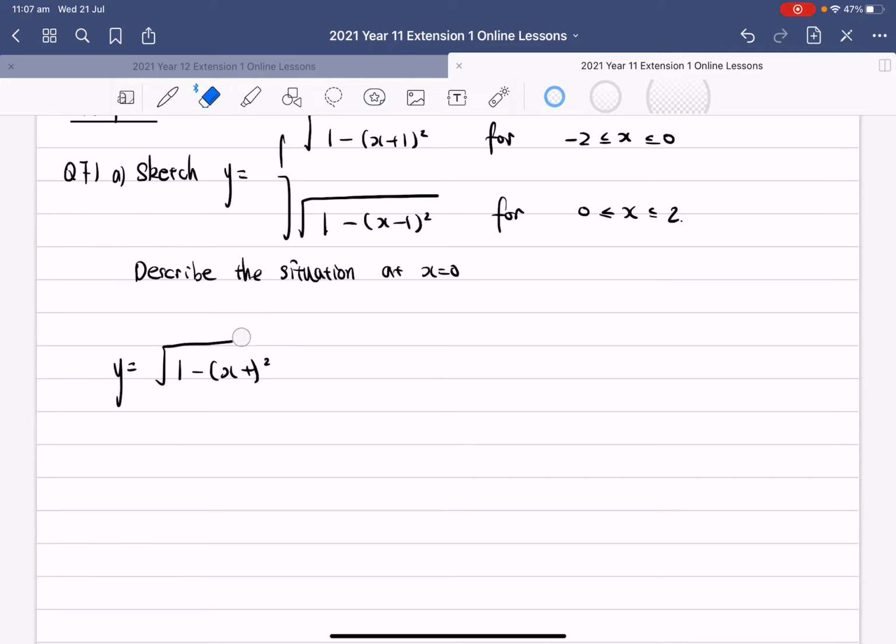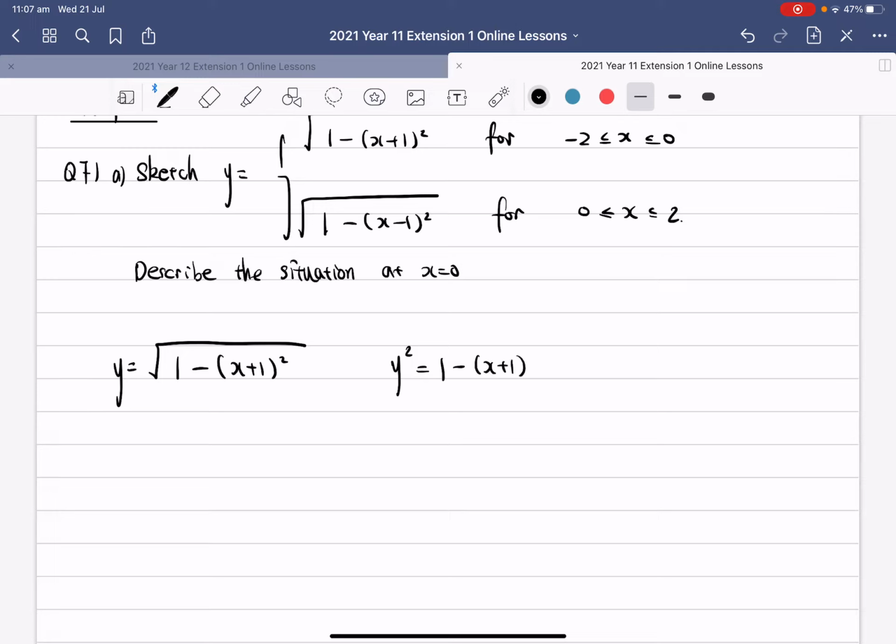You've got a square root, you've got 1 minus the terms inside. Sorry, I'm just going to rewrite it: 1 minus (x plus 1) squared. Now, if we square both sides, you should be able to see that y squared equals 1 minus (x plus 1) squared. And if you move this term to the left, you get (x plus 1) squared plus y squared equals 1. Hey, that's an equation of a circle, with center at (-1, 0) and the radius is just equal to 1.